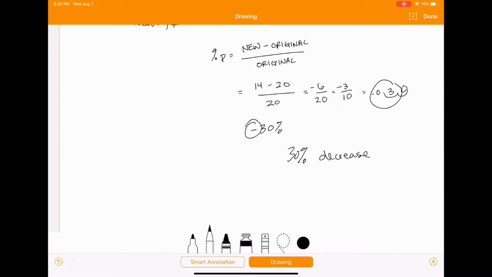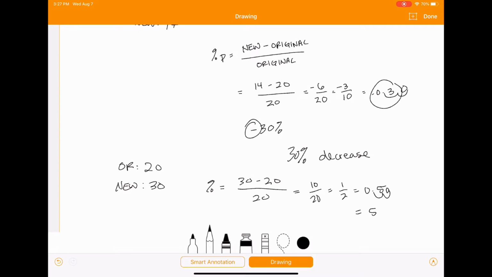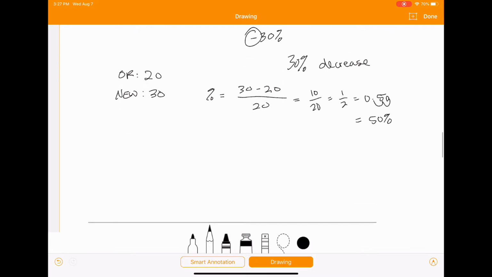Now, if our original was 20 and our new was 30, again, you just plug it into that equation. So new 30 minus original all over original. We're going to end up with a positive 10 over 20, which is equal to 1/2, which is equal to 0.5. So 1, 2. So it's going to be equal to 50%, and it's positive. So it's going to be a 50% increase.